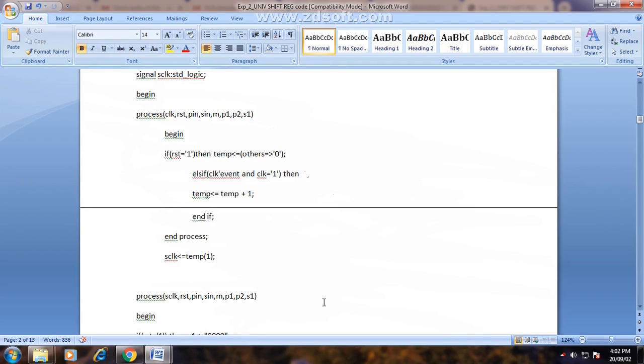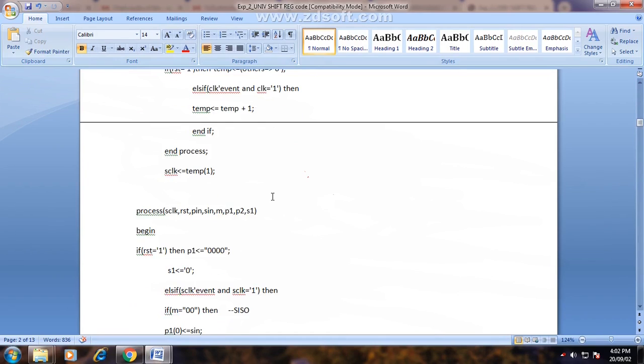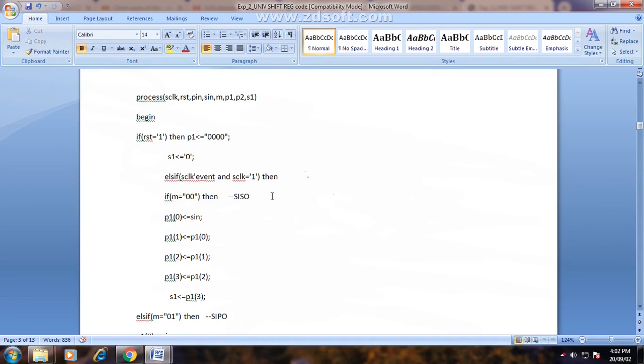So, begin. Initially we write a process for changing the values in the temporary signal. That process will be sensitive to all the inputs like clock, reset, P in, S in, mode, P1, P2 and S1. If reset is equal to 1, 0 will be stored into the temporary signal, and if a clock event occurs and clock becomes 1, meaning at the rising edge of the clock, your temporary signal will be incremented by 1. Then end if, end process, and whatever is the MSB of your temporary signal will be transferred to S clock. Then we have to write the process for mode selection.